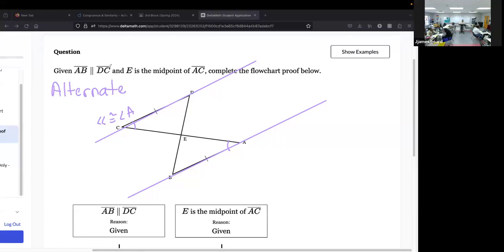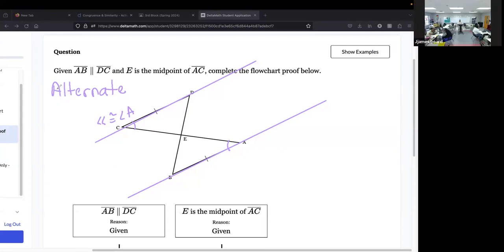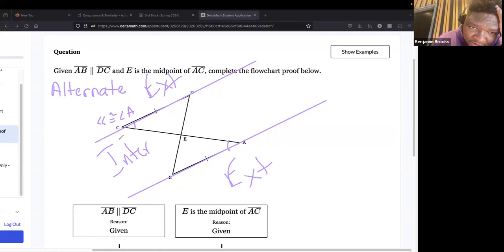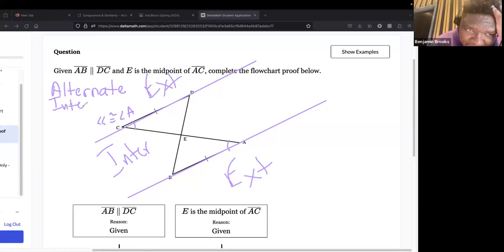And the name starts with "alternate" what? Exterior. Did you say exterior or interior? Exterior means they're on the outside. Interior means they're on the inside. So this is the interior, and this is the exterior out here. So are they alternate interior or alternate exterior? Interior. Thank you very much.